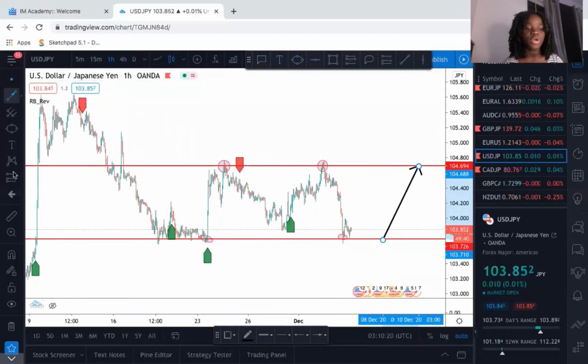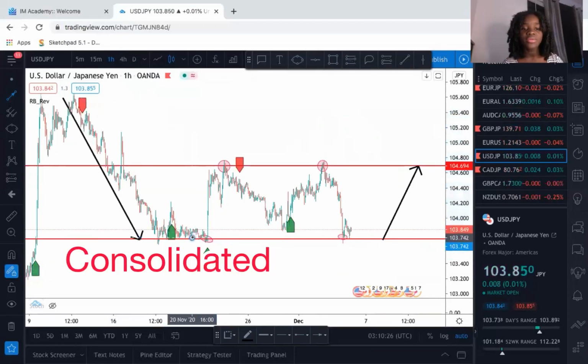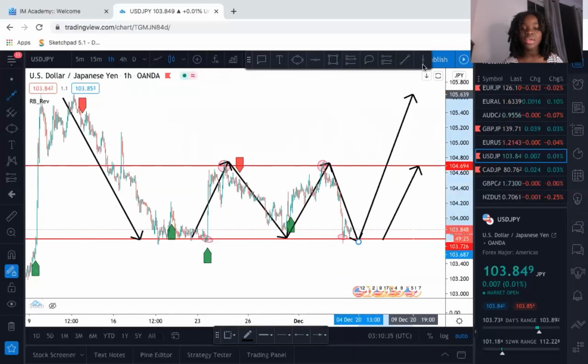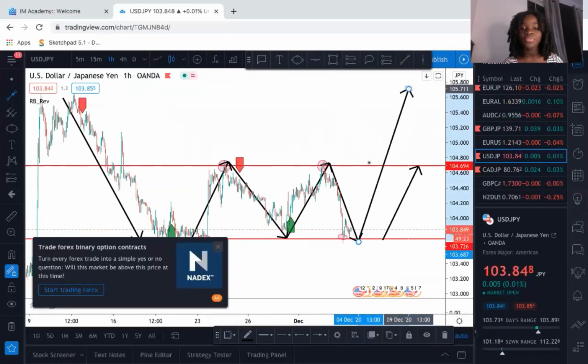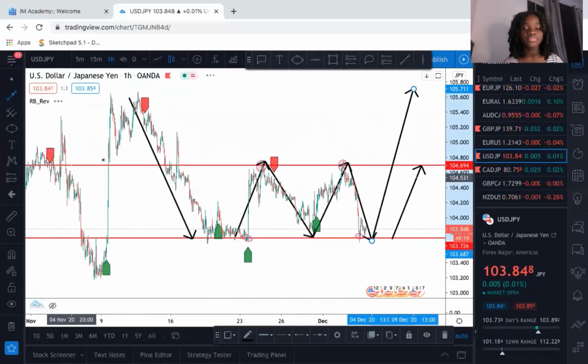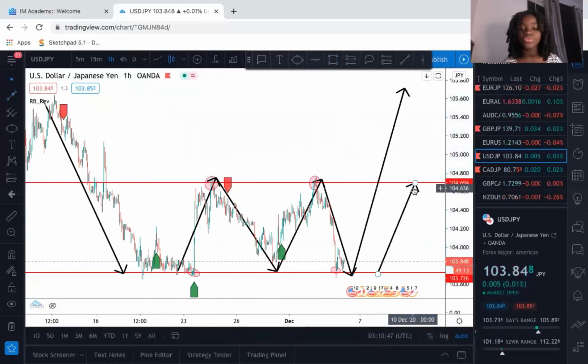Notice what the market did here. The market just dropped, consolidated, went up here, dropped again, went up, dropped again. Guess what's going to happen next? It's going to go up. It's basically doing what it already did. So we were expecting the market to break out. When that happens, you're going to position yourself to catch the move.